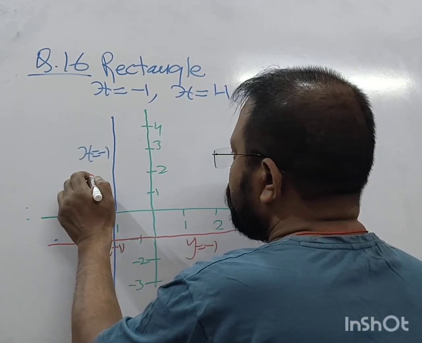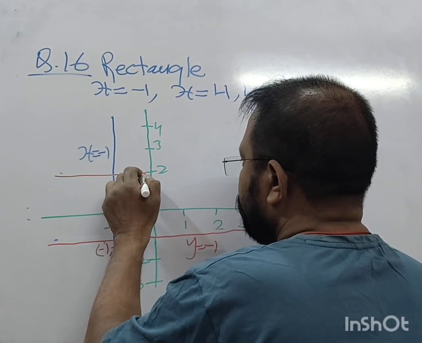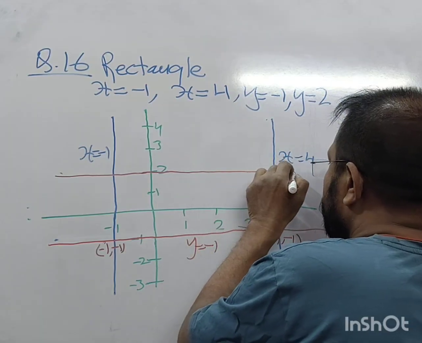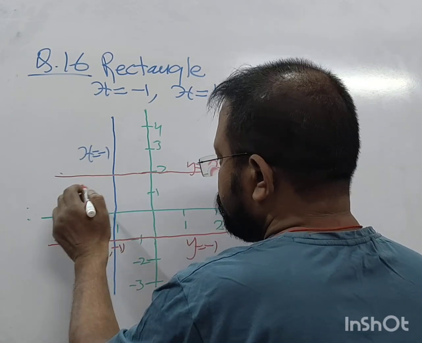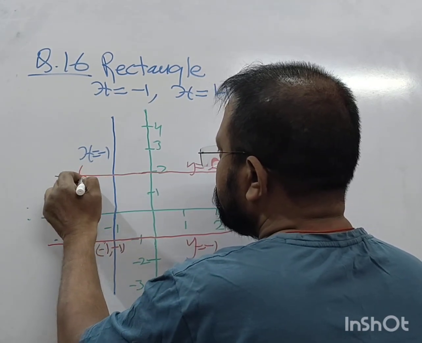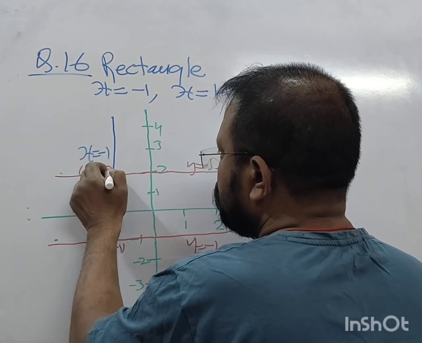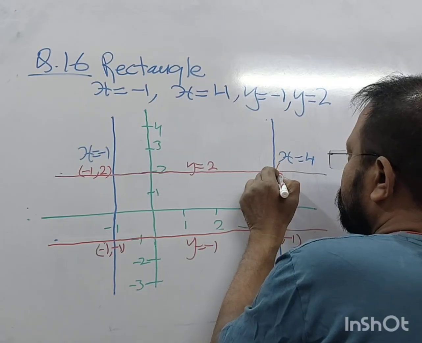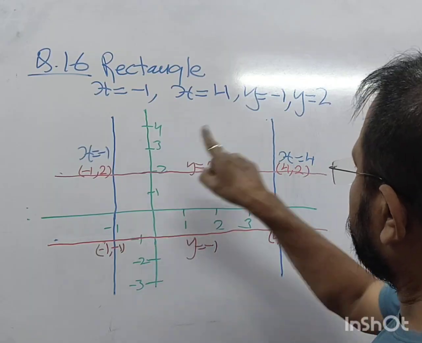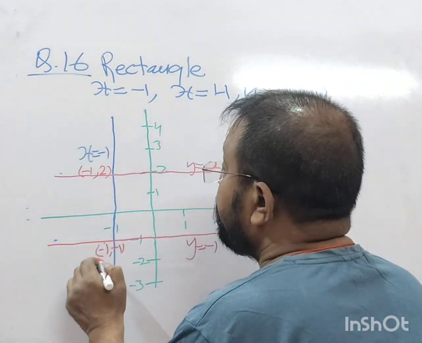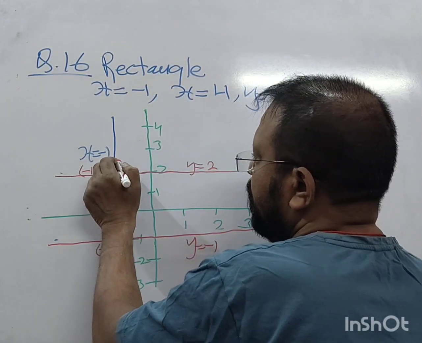Then you have y is equal to 2. For any value of x, y is equal to 2, so the line is like this. The coordinates of these points are -1 comma 2 and 4 comma 2. So this is our rectangle. We can call the vertices A, B, C, and D.